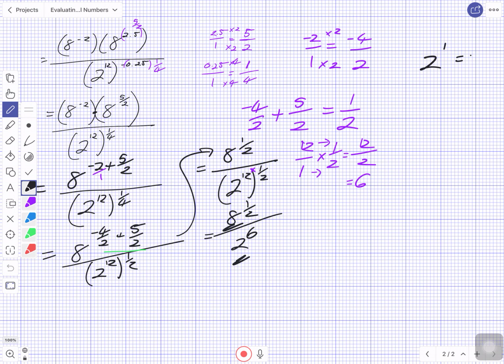If we think of powers of 2, I'll write 0 up here because it's important to know. 2 to the power of 0 is 1. 2 to the power of 1 is 2. 2 to the power of 2 is 4. And 2 to the power of 3 is 8. Perfect. What that means is I can replace that base 8 with 2 to the power of 3.